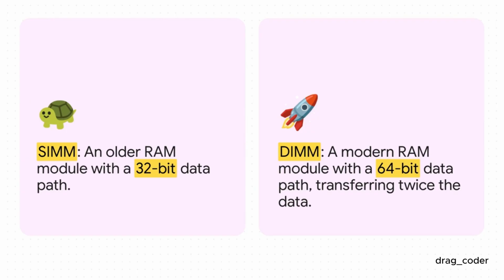Now, the physical sticks of RAM have changed a lot over the years. Older computers used these things called SIMMs, which had a 32-bit path for data. But modern computers? They use DIMMs. That stands for Dual Inline Memory Module, and the key upgrade is a 64-bit data path. That literally doubles the amount of data they can move at the same time. I mean, that's a massive performance boost from what seems like a simple change.